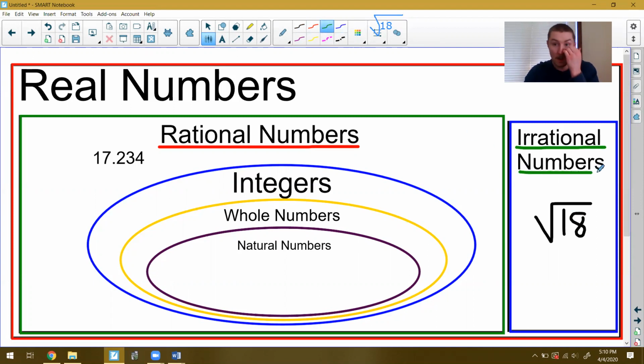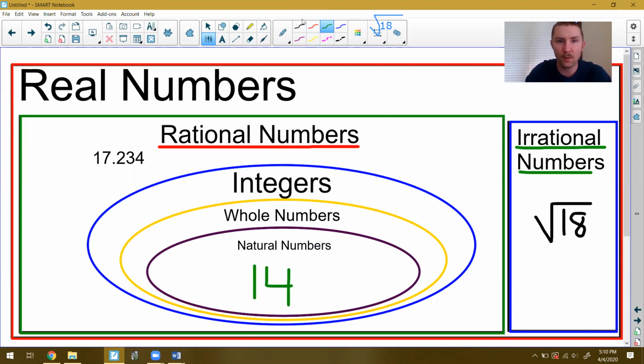Now, part of your practice is going to be to check all that apply. So we're going to have multiple options, and we're going to be asked to check all that apply in a certain case for a certain number. As an example, if I were given the number, I'll just say 14.